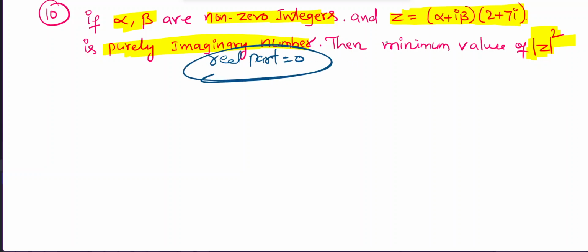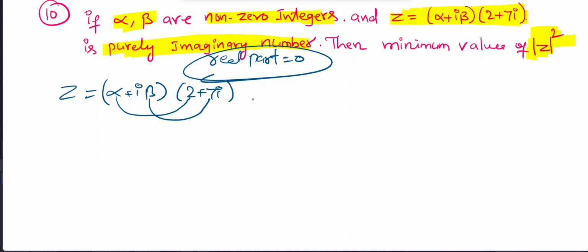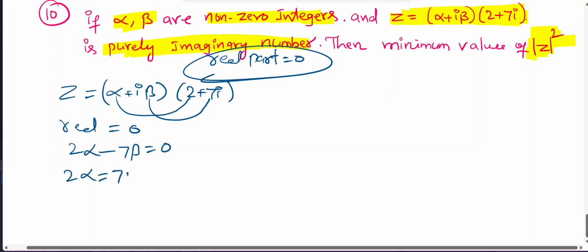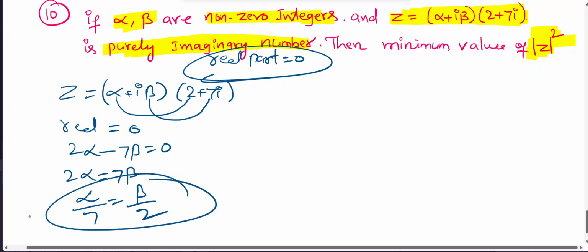This is the formula. So z is given, that is z is equal to alpha plus i beta into 2 plus 7i. Real part means this is alpha into 2 and i beta into 7i. Real part is equal to 0. This is 2 alpha plus i into i square, minus 7 beta is equal to 0. From this 2 alpha is equal to 7 beta, this is written as alpha by 7 is equal to beta by 2. From this alpha value is taken as 7 and beta value taken as 2.